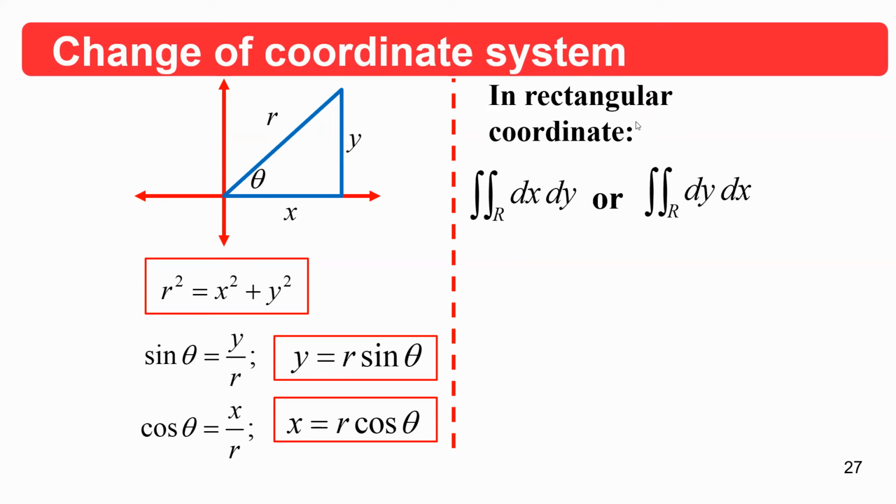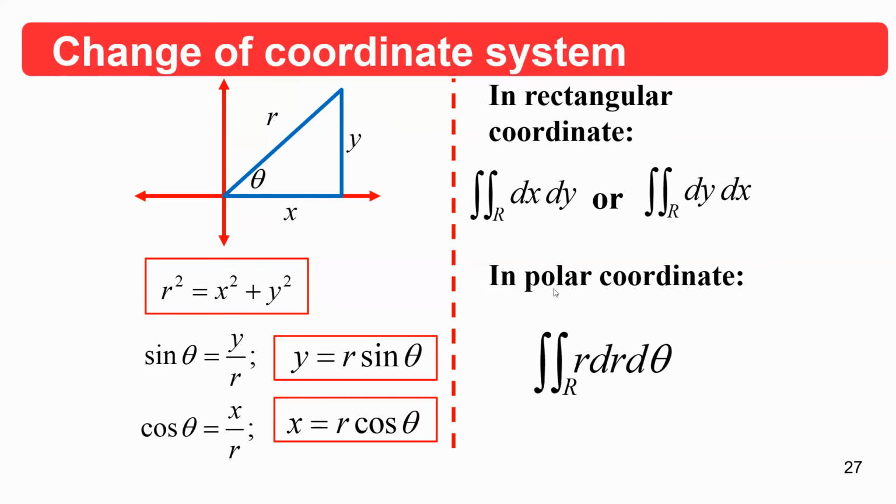So we would like to change that from its rectangular to polar coordinate system. So in polar coordinates, this one or this one, whichever the order is, would be changed into r dr d theta for the given region.